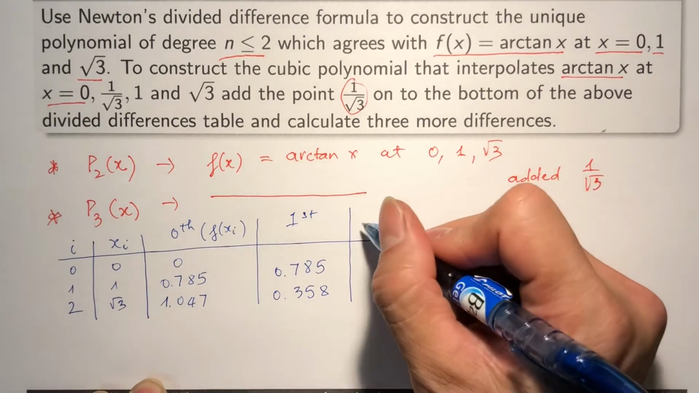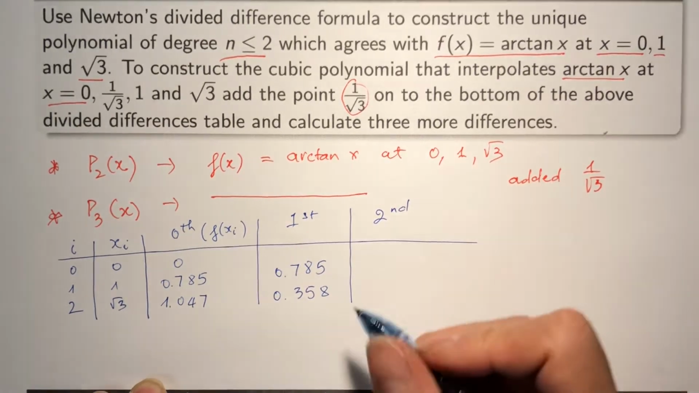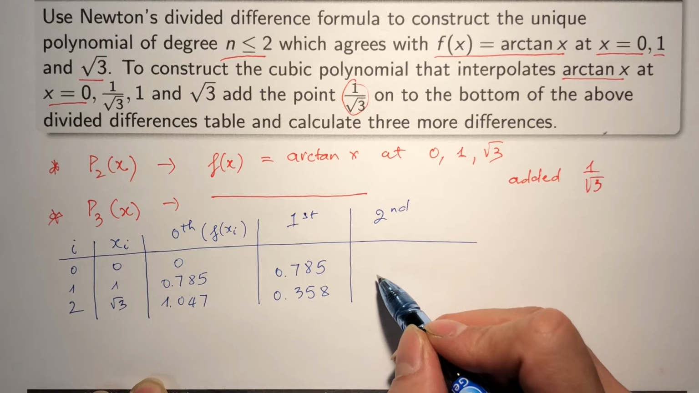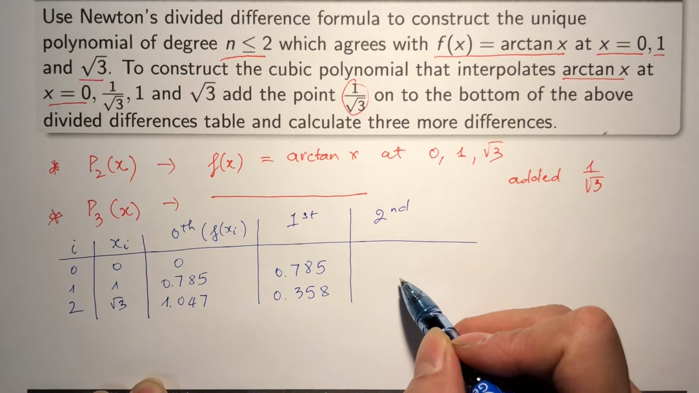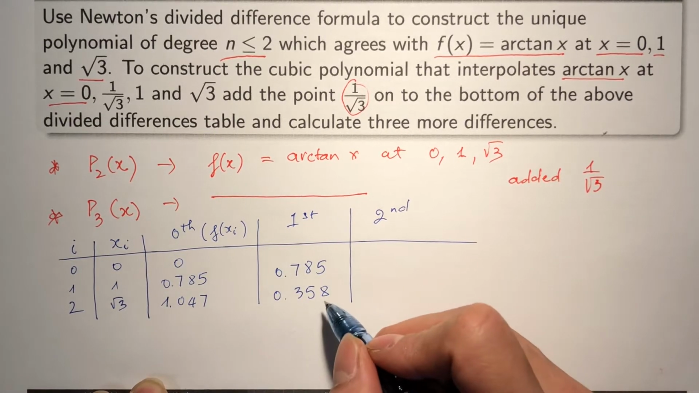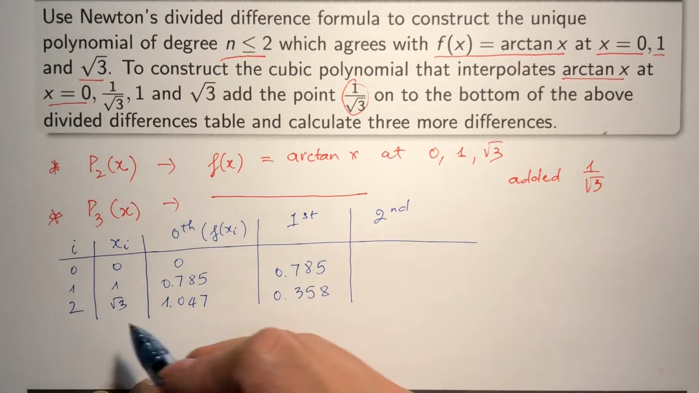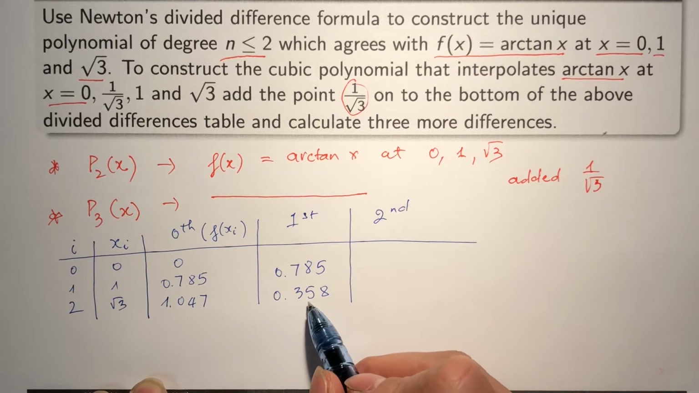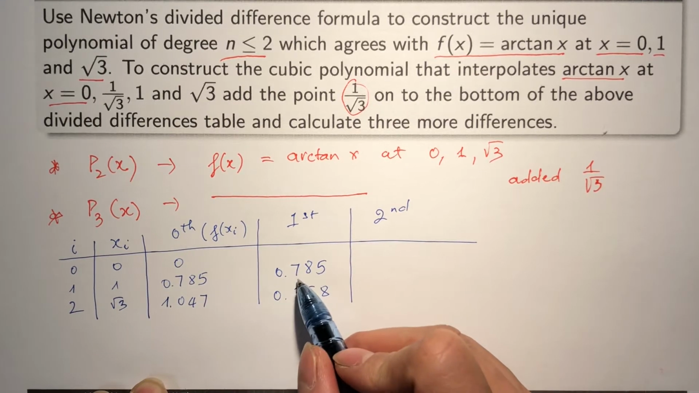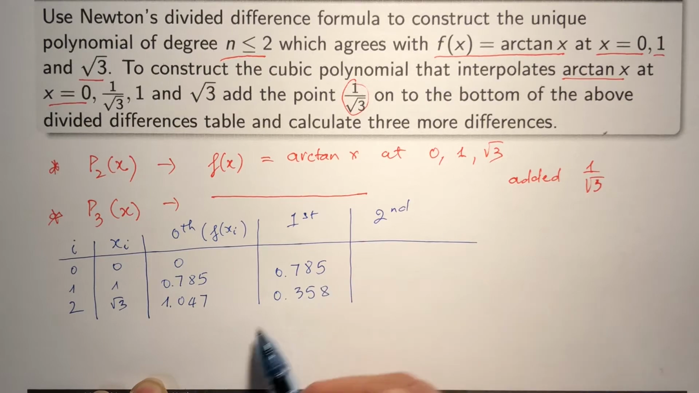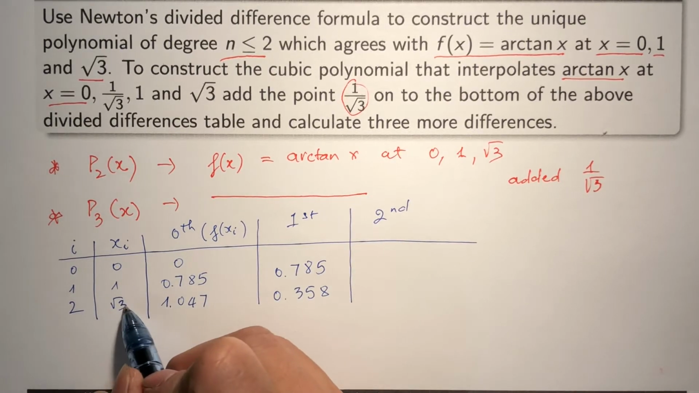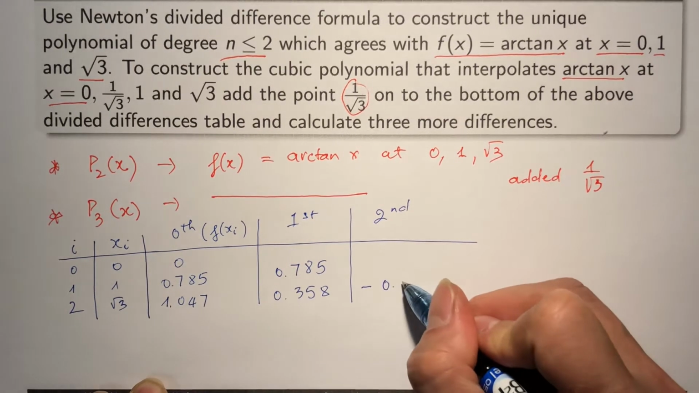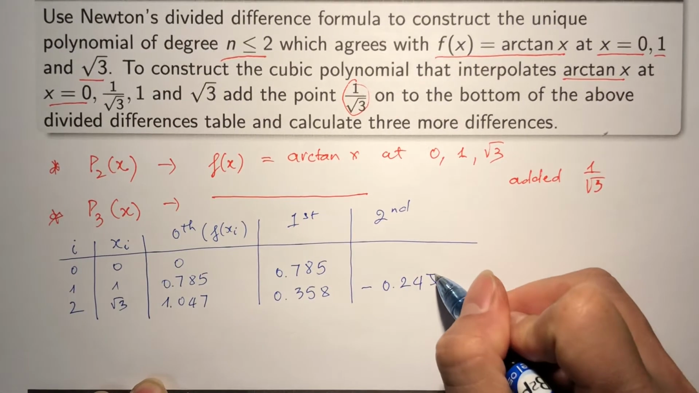Now the second derivative. So f[x0, x1, x2] equals what? Equal this one minus this one, divided by this one minus this one. So 0.358 minus 0.785, divided by √3 minus 0. Gives you the answer minus 0.247.